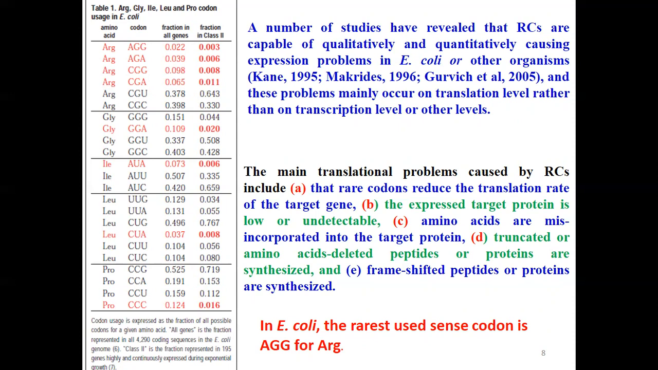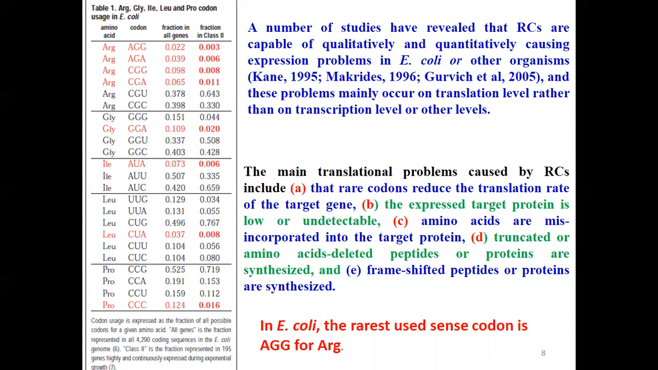So in E. coli, they found that the rarely used sense codon is AGG for arginine. For example, in this table, they have mentioned the different amino acids, their corresponding codons, and the fraction in all genes and fraction in class 2. Class 2 is the fraction represented in 195 genes, highly and continuously expressed during exponential phase. So this is the fraction in all genes and highly expressed genes.